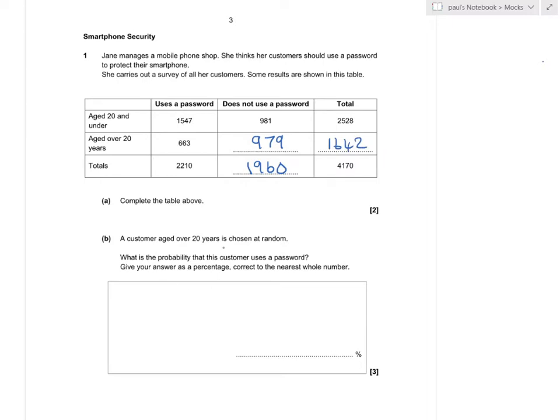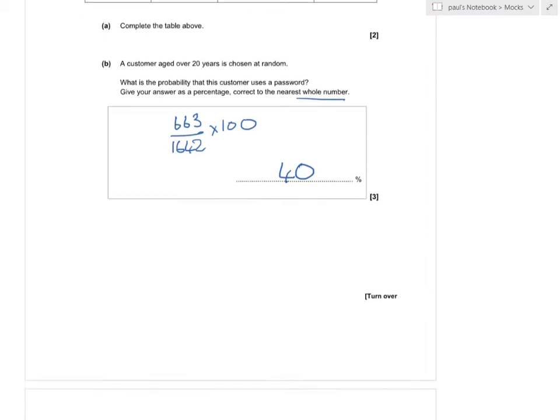Right, a customer aged over 20 is chosen at random. What's the probability that he uses a password? Using a password is 663, and the total of them is 1642, and times that by 100. So 663 divided by 1642 times 100, and to the nearest whole number I've got 40.377, so it's going to be 40% in that one.